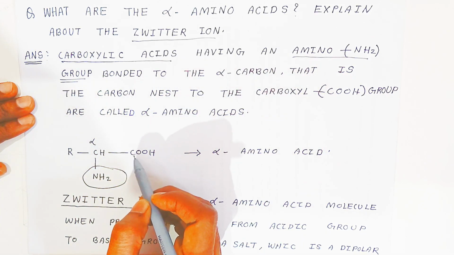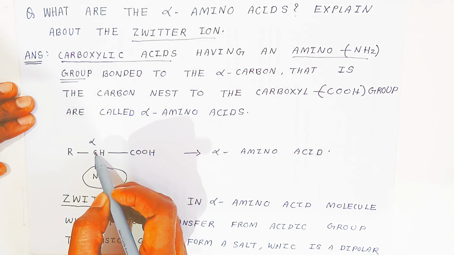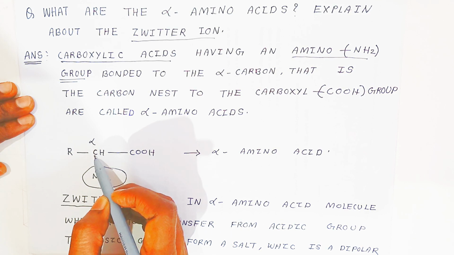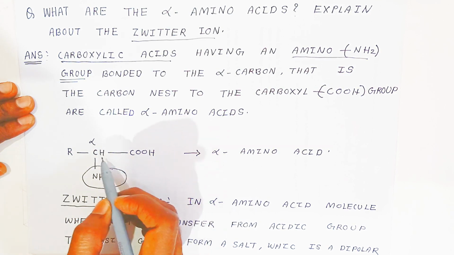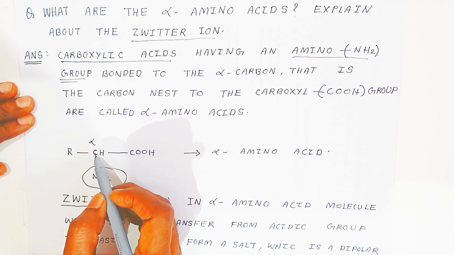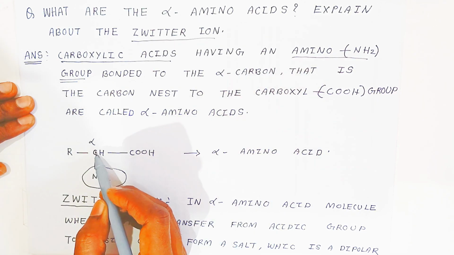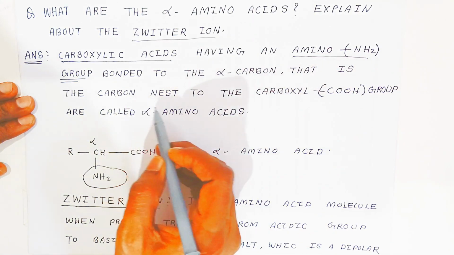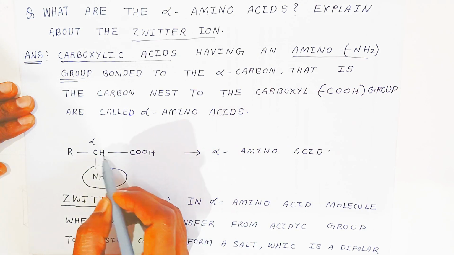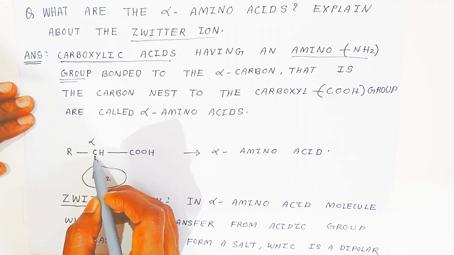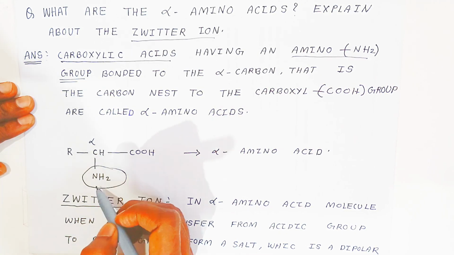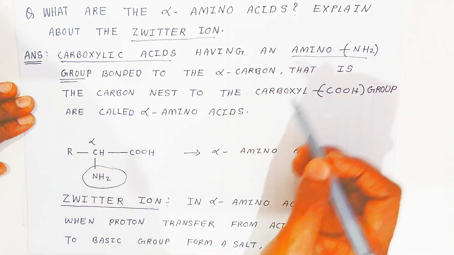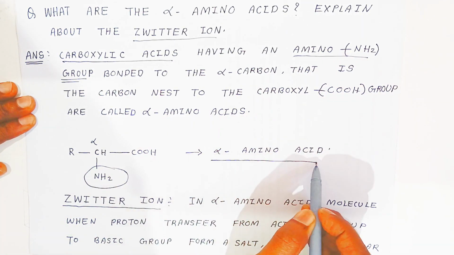After the carboxylic group, whatever carbon is coming, that carbon is called the alpha carbon. The carbon connected to the carbonyl carbon, what do we call it? Alpha carbon. So this is the alpha carbon, students. That is the carbon next to the carboxylic group. This alpha carbon is the one to which the amino group is attached. That is why it is called alpha amino acid. Why is it called alpha amino acid, students?